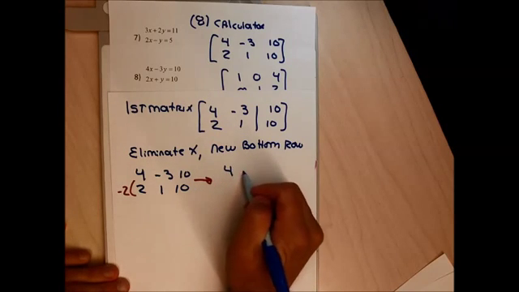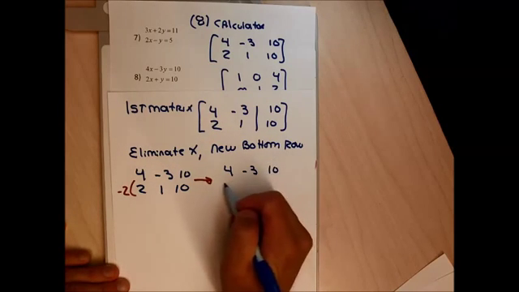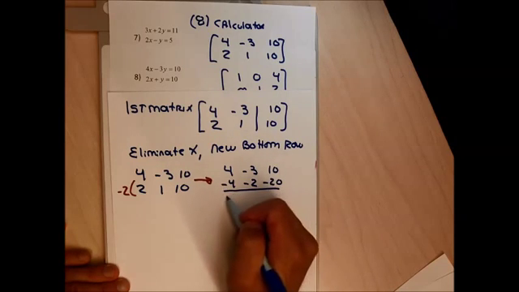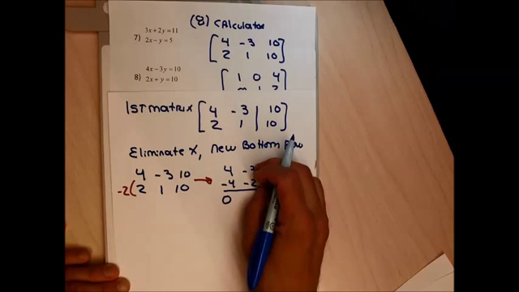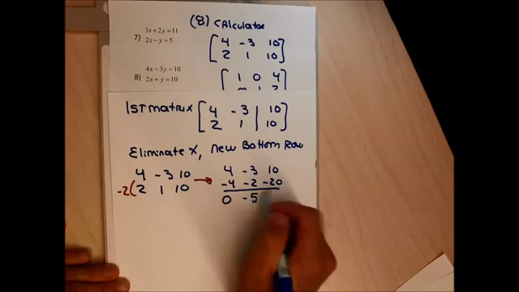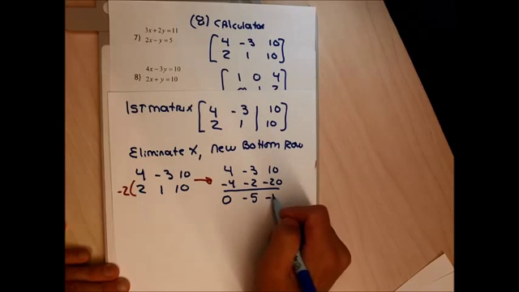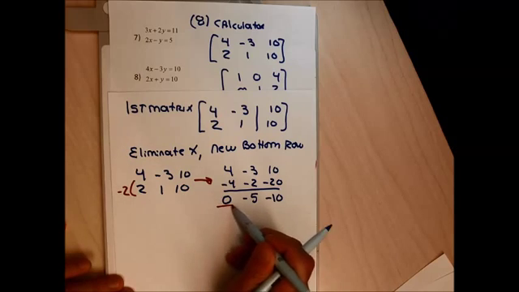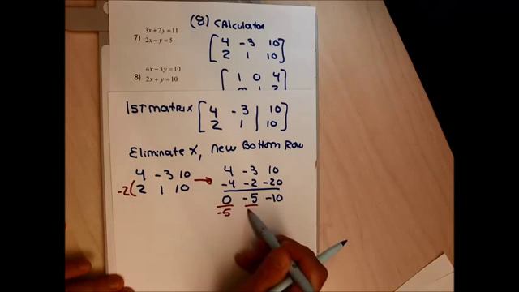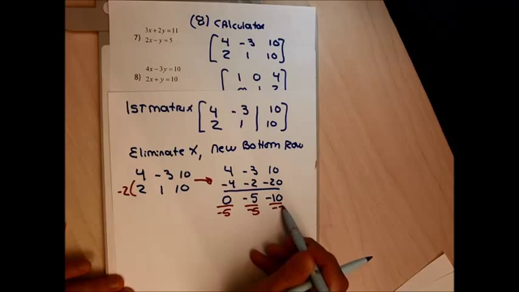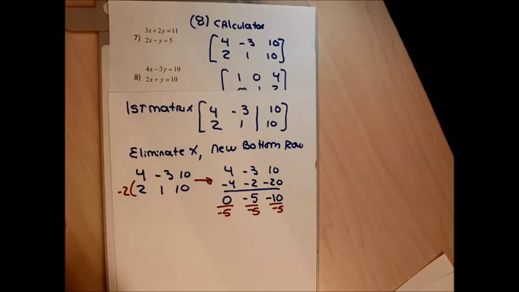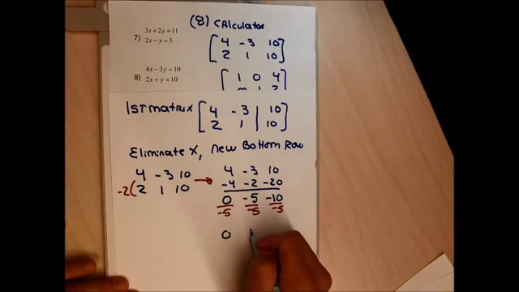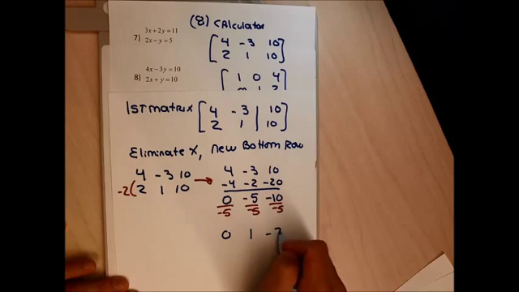So I'm going to get 4, -3, and 10, and -4, -2, -20. This is going to give me 0. When the numbers have the same signs, you add them and keep the sign. When the numbers have opposite signs, you subtract them and take the sign of the larger. So I get 0, -5, -10. I'm going to divide all of these by -5. When I don't have fraction answers, I should be able to divide out and get a really nice row. So 0 divided by -5 is 0. -5 divided by -5 is 1. 10 divided by -5 is -2.